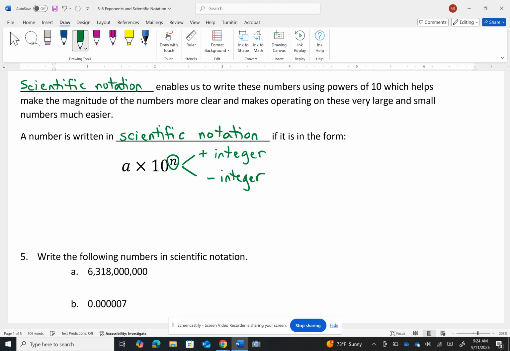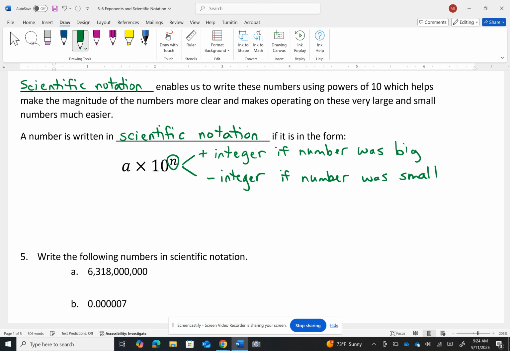Which one it is depends on the original number. The exponent is going to be a positive integer if the number was big. Okay? And it's going to be a negative integer if the original number was small. I want to give you a way of changing back and forth between decimal notation and scientific notation without memorizing whether you should move right or left. You just need to do something that's sensible, and you'll see what I'm talking about in a minute.